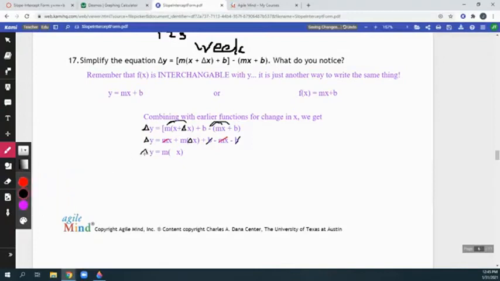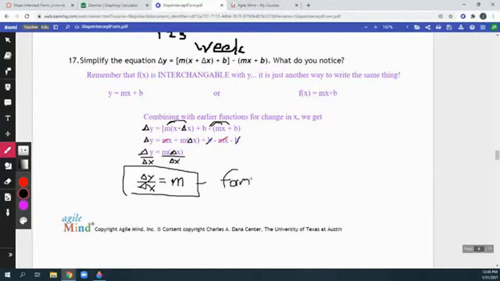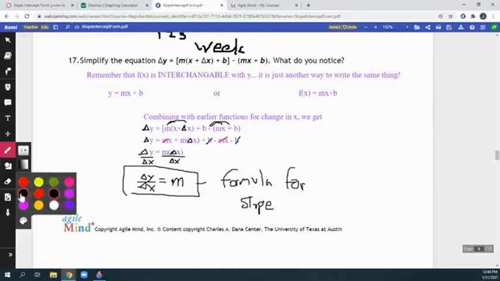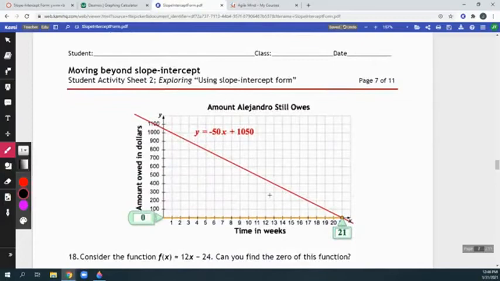Now, a cool thing about stuff like this is when we start thinking about letters as actually representing something, this means something. One thing we can do is divide both sides by change in X. That gives me the change in Y over the change in X equals M. How is that cool? Well, what does M represent? This is just a formula for slope. You could pick apart a little bit of this and say that it's what we call a tautological argument. That is not where we're going to go right now in our class. So we're just going to say, hey, that's cool, and go on. It's kind of neat.